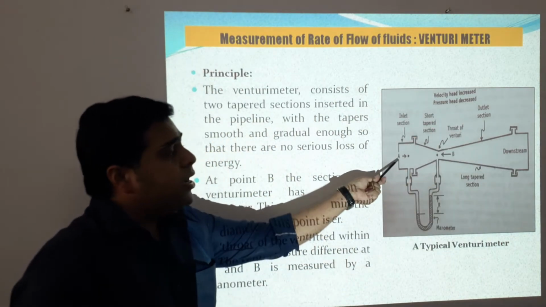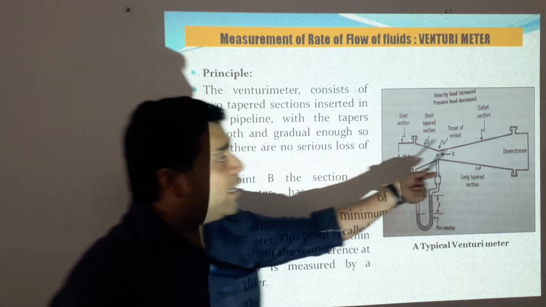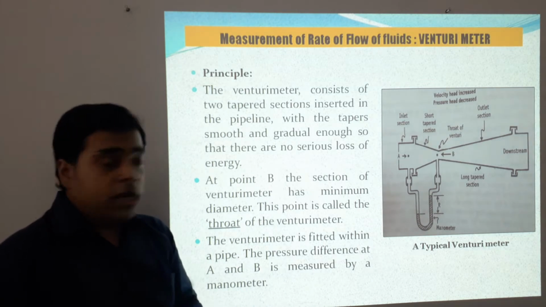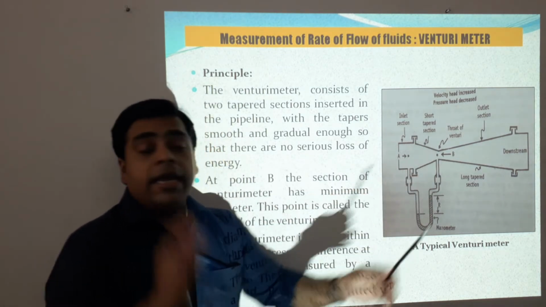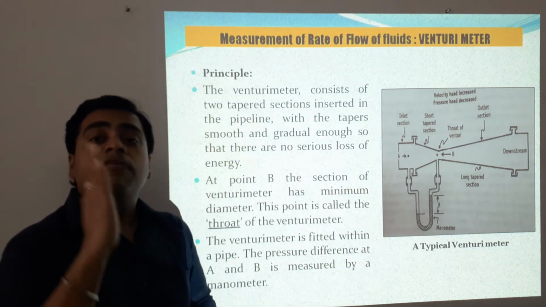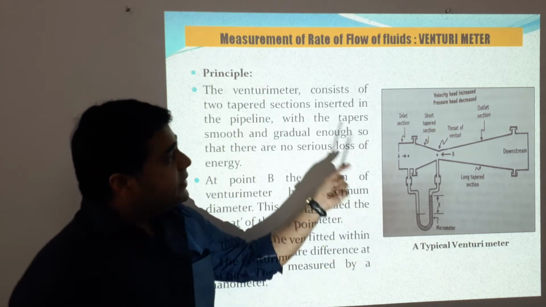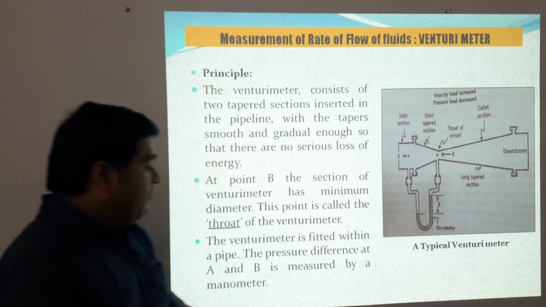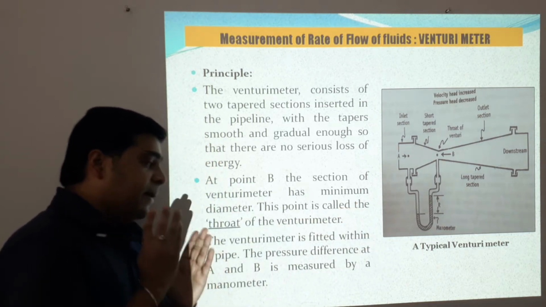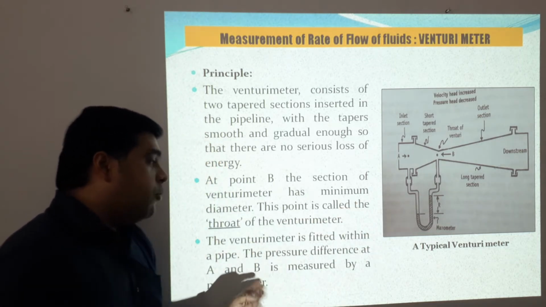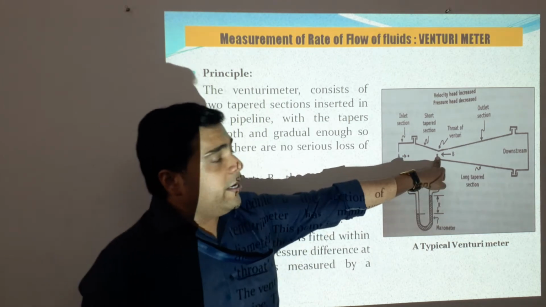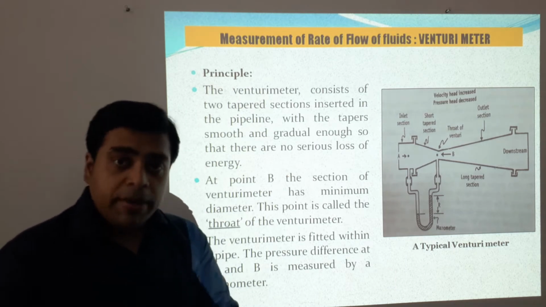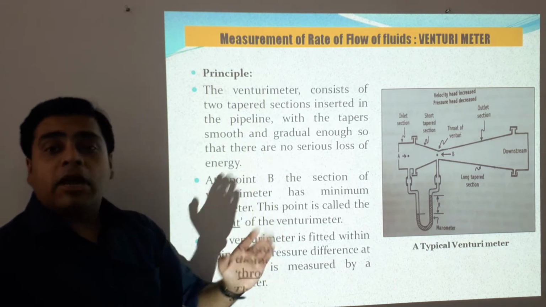So the pressure at the point A is the upstream pressure, and the pressure at the point B and beyond the point B is the downstream pressure. This is the throat of the venturi, the point where the venturi meter is fitted. It is tapered, smooth and gradual enough, so definitely the venturi meter is fitted within the pipe. The pressure difference between the point A and the point B, likewise like an orifice meter, is also measured with the help of a simple manometer.